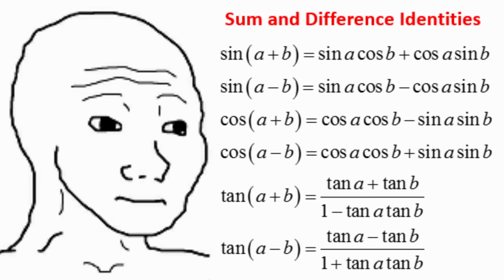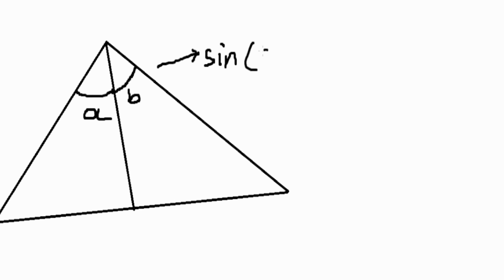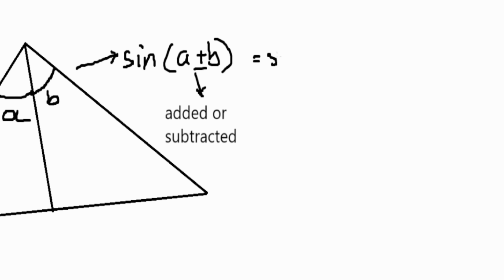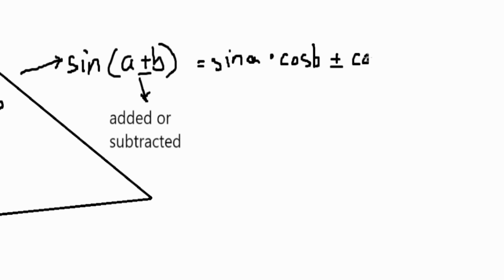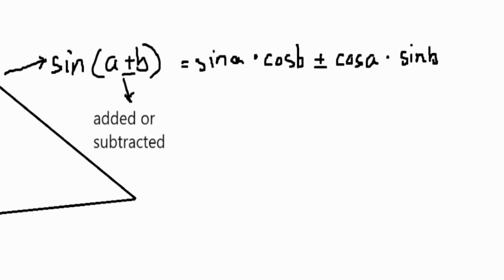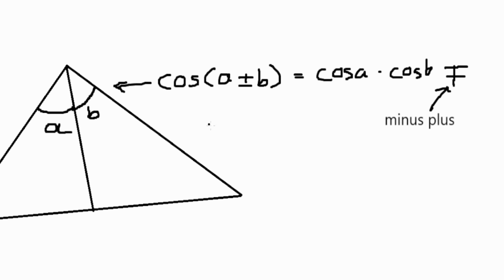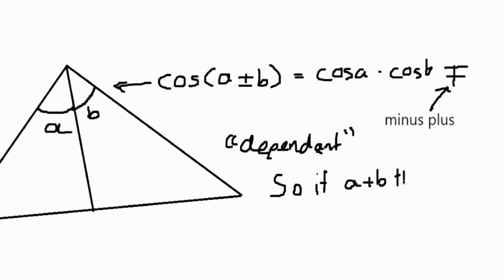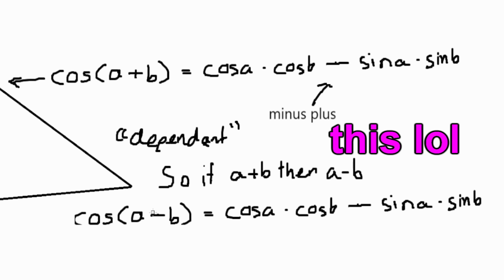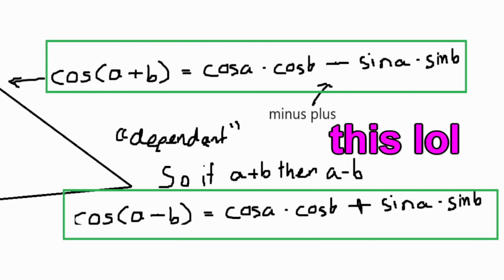There is something else called angle sum and difference identities, which are exactly as they sound. If you have sine of two angles added or subtracted from each other, it is equal to the sine of A times cos of B, plus or minus cos of A times sine of B. For cosine, it's practically the same, but instead, it is cosine of A times cosine of B, and then the minus plus sign, which is like the dependent version of plus or minus. So, if it's cos of A plus B, then it's that minus that, but if it's cos of A minus B, it's that plus that.